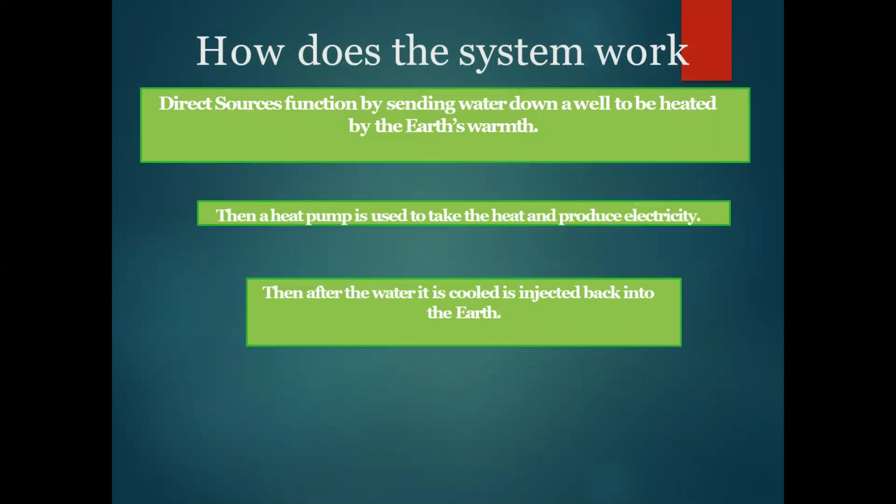So basically, how does the system work? Direct sources function by sending water down a well to be heated by the Earth's temperature. Then a heat pump is used to take the heat from that water and produce electricity. And after the water is cooled, it must be injected back into the earth.